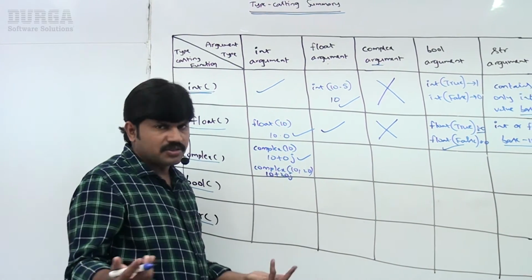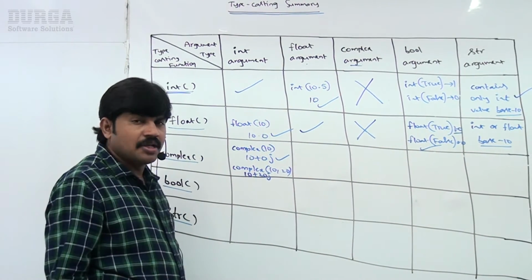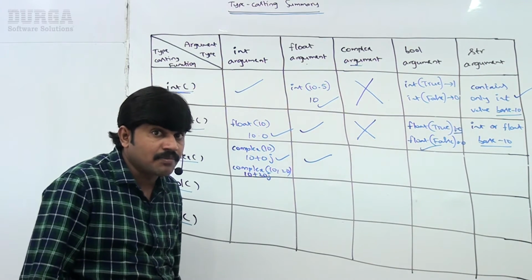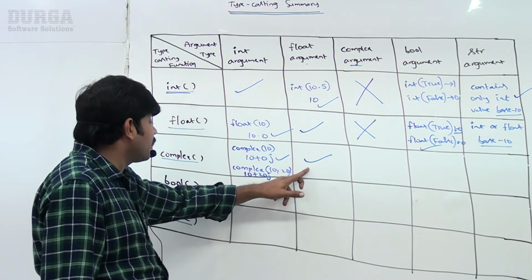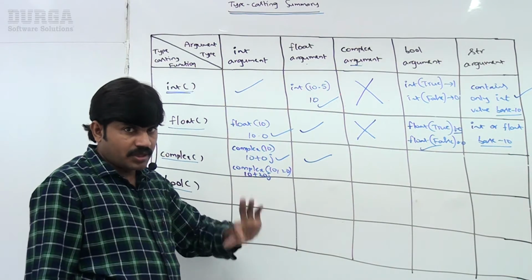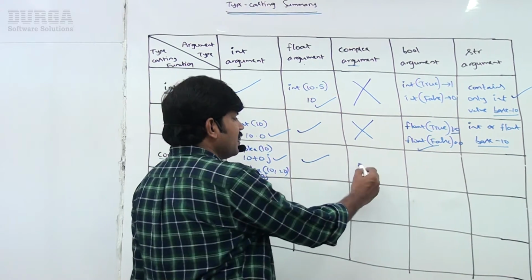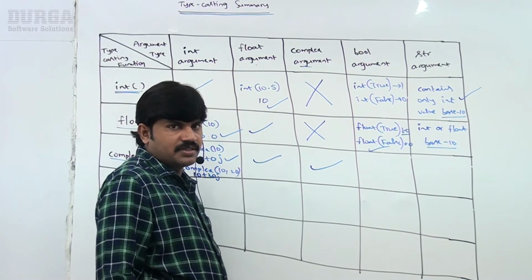What about float, sir? Same rule. If you are passing one argument, it will become the real part. If you are passing two arguments, it will become complex, getting both the real part and imaginary part. Same rule. Next, complex to complex is always possible.